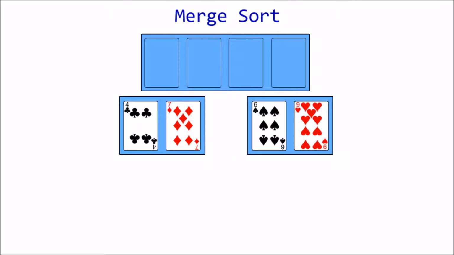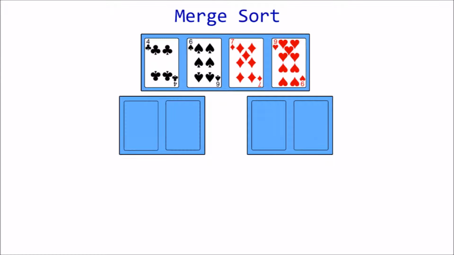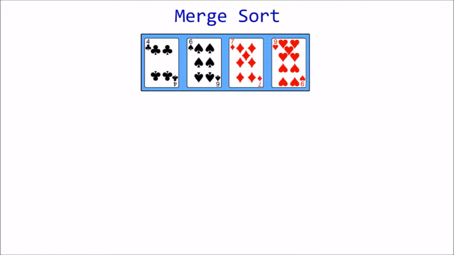With two newly sorted sets of cards, we're now ready for the last step, which is just repeating the merge process for the original set. 4 is first, then 6, then 7, and finally 9. There you have it. Simple, right?